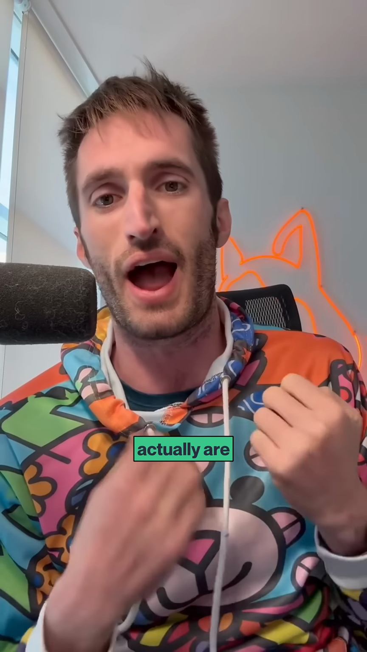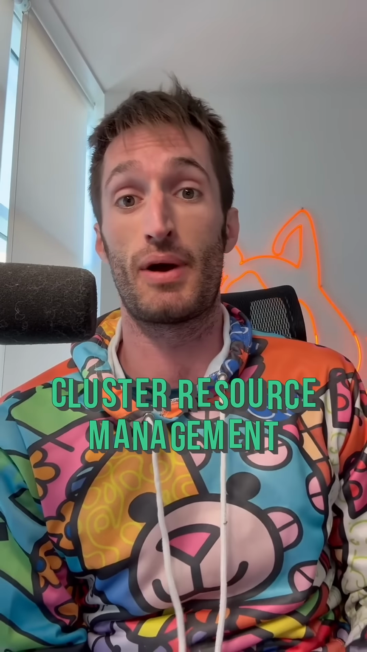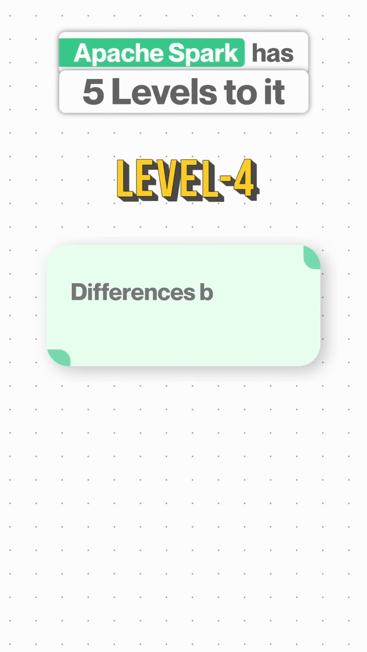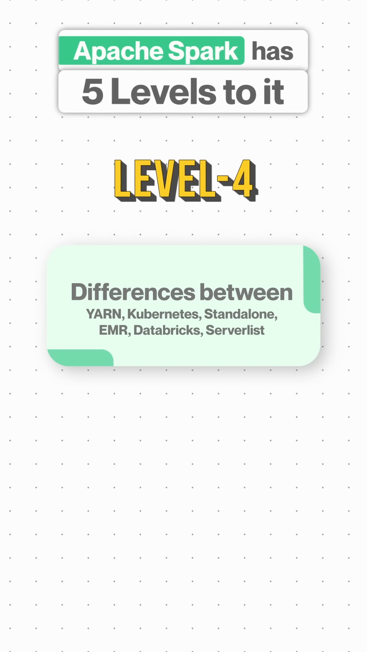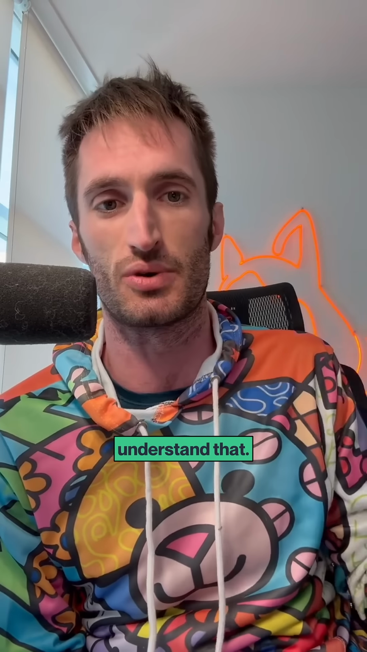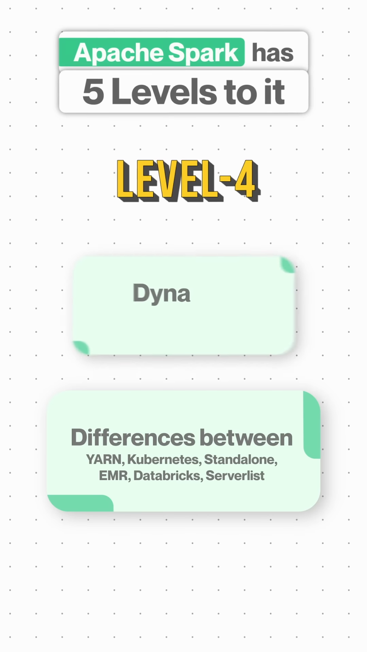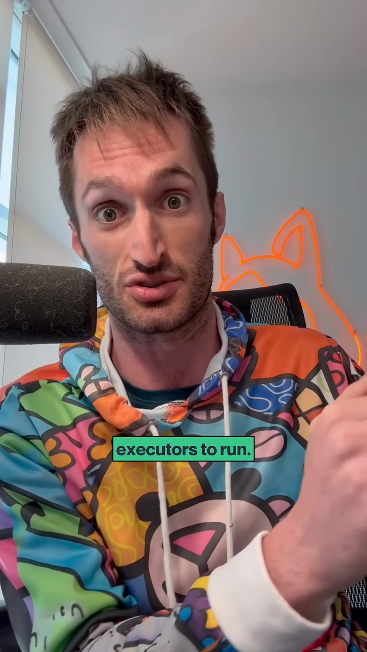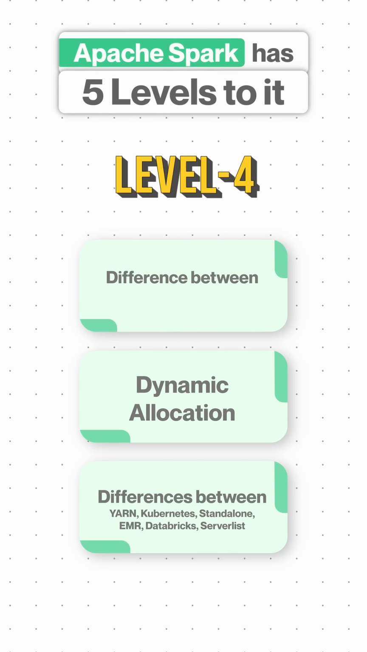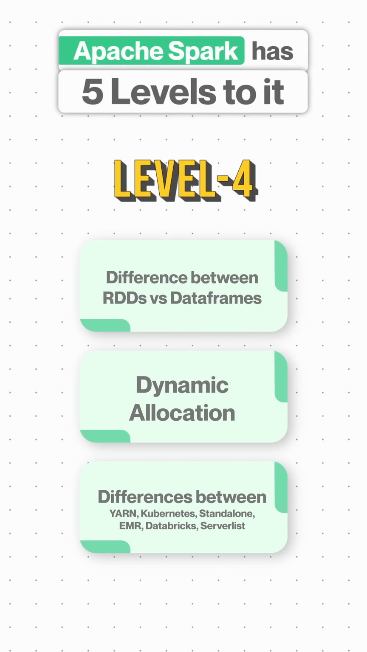Level 4 is where you actually are managing the cluster. So in the cluster level, you need to learn about like what's the difference between Yarn, Kubernetes, standalone, EMR, Databricks, serverless. There's so many different ways that Spark can be running, so make sure you understand that. Make sure you understand dynamic allocation. That's how Spark is given just the right number of executors to run. And make sure you know about RDDs versus data frames. Spoiler, you should almost always be using data frames.